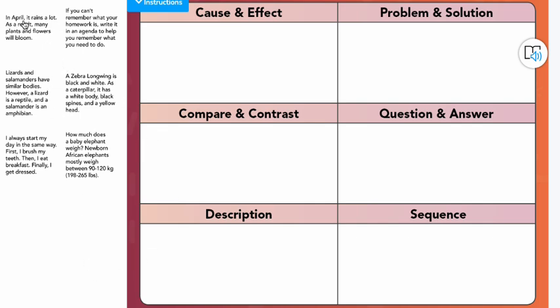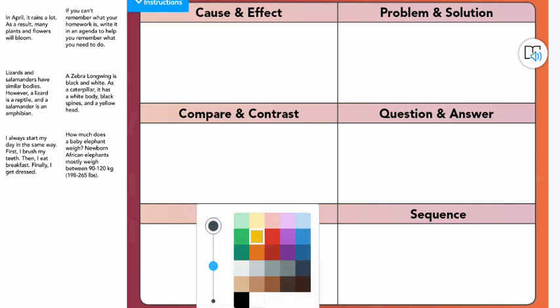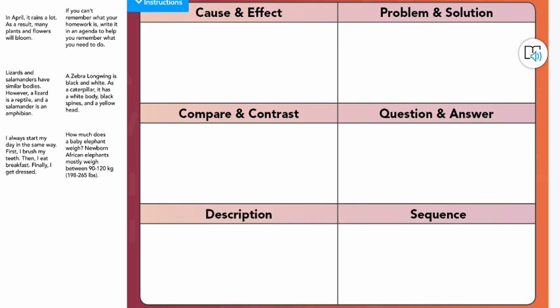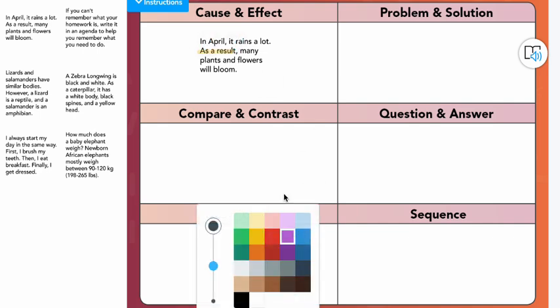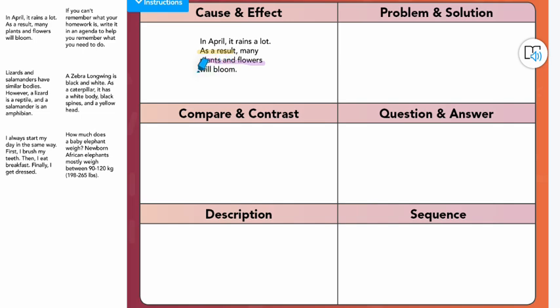So this says, in April, it rains a lot. As a result, many plants and flowers will bloom. Well, we have that signal word, as a result. So I know as a result is usually a cause and effect relationship. I also know we have what is causing the plants and flowers to grow. Well, it's the rain. So again, my cause is the rain. The effect of the rain is that the plants and flowers are going to bloom.